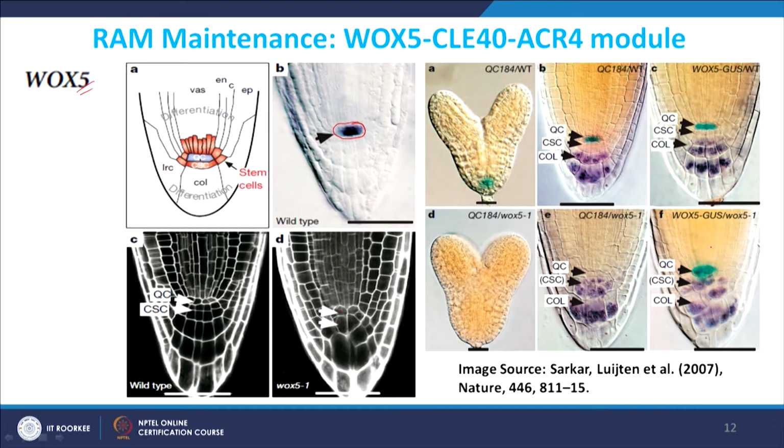But another important thing, if you look here in the wild type, the columella stem cell identity is basically lost and it has become more differentiated. So, this has accumulated the starch granules, which tells that Vox5 is important for stem cell maintenance, for columella stem cell maintenance in the root.